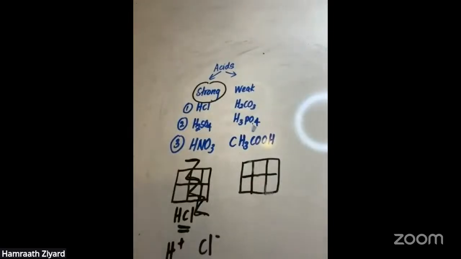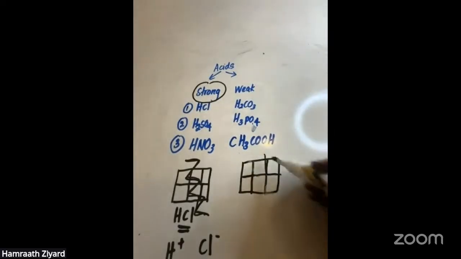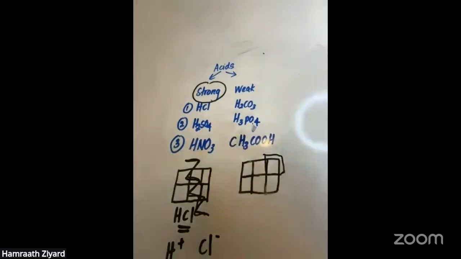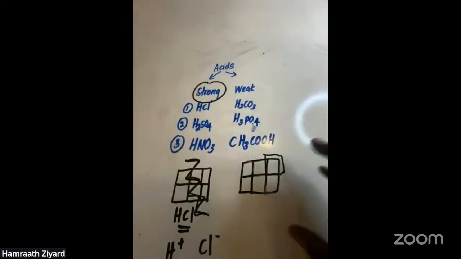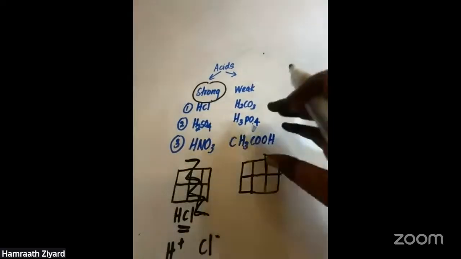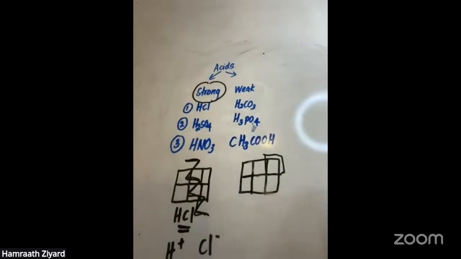But in the weak acid, you have to understand the wall: a part of the wall will be broken. Let's say one brick has been removed. Still the compound is existing, still the wall is existing. So what can I do? I can take the brick and fix it back. That means I can reverse it. It is reversible.